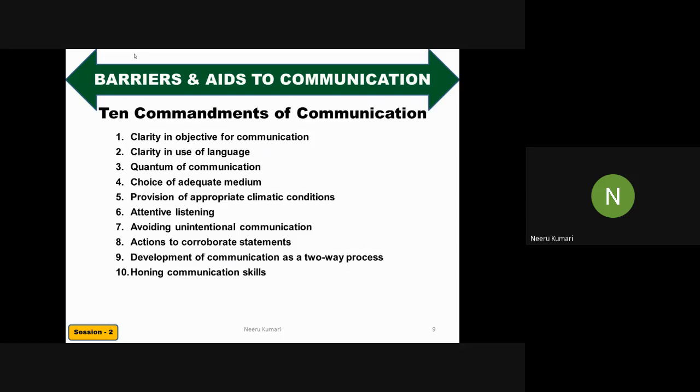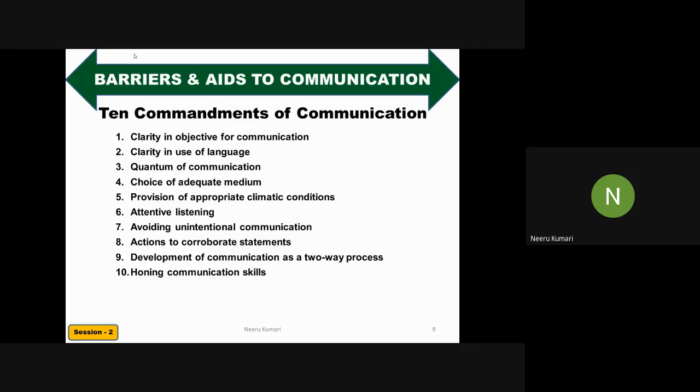That is, there will be clarity in whatever you are presenting, there will be clarity in the language that you are using. You will come to know, when I say quantum, how much to talk, whether I'm talking too much or too less, whether I'm using the right medium or not, whether the climatic condition where the people are sitting and listening to me is appropriate or not. Are they really listening to me or are they pretending as if they are listening to me? Is there any unintentional communication?